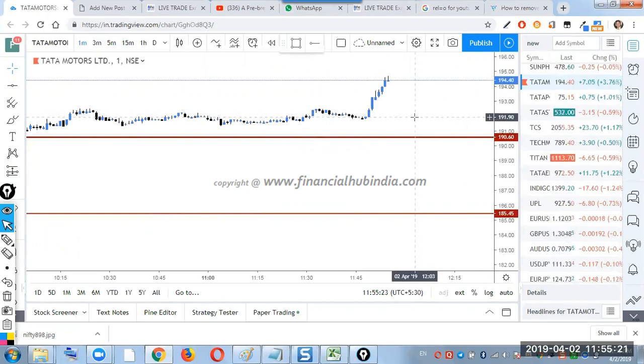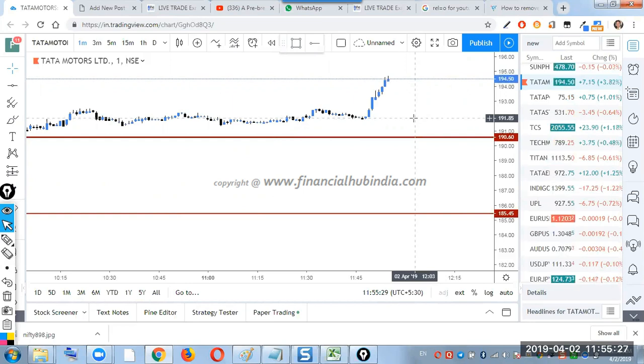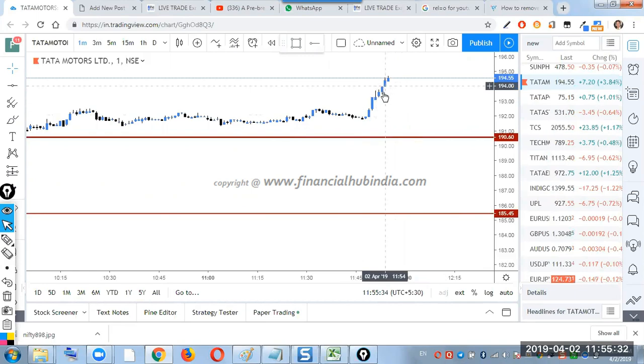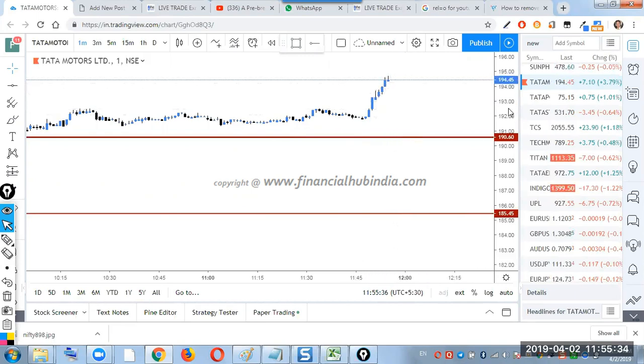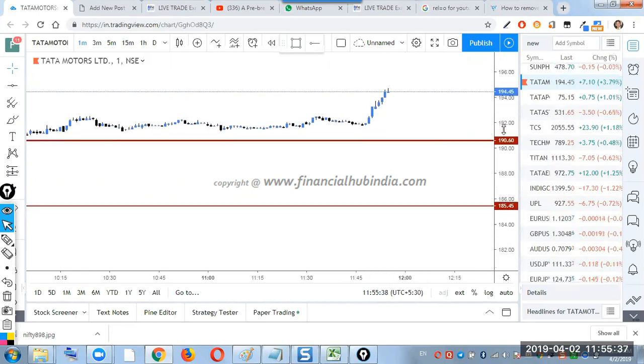Generally, we trail our stop loss based on the key levels or the order flow, like higher lows and all those things. So we need to get something here to trail the stop loss, but because of the momentum, we are not seeing that.